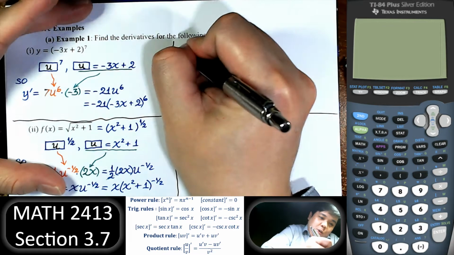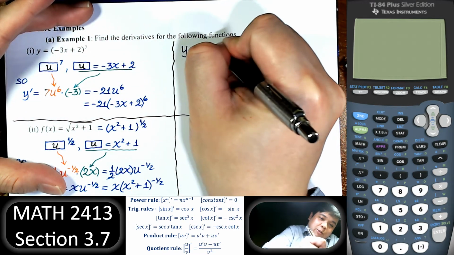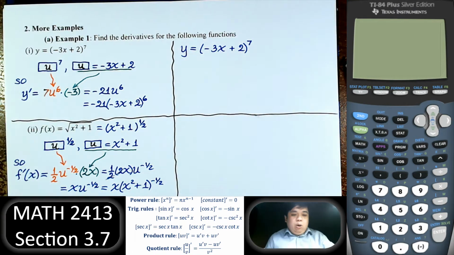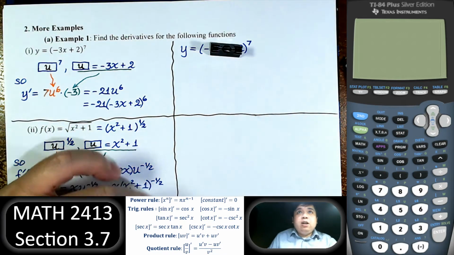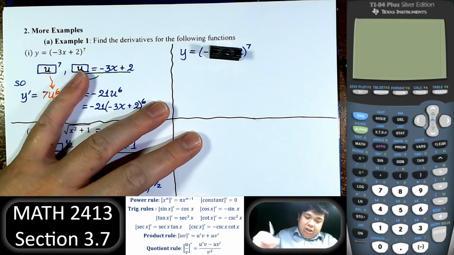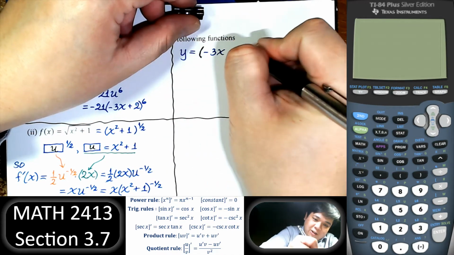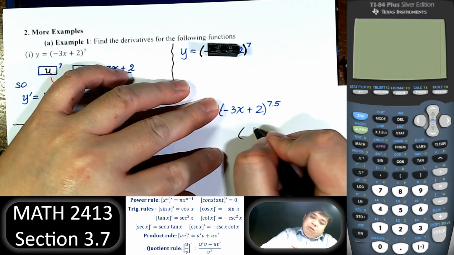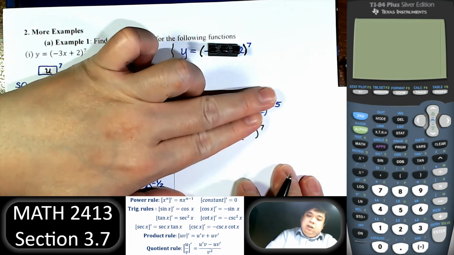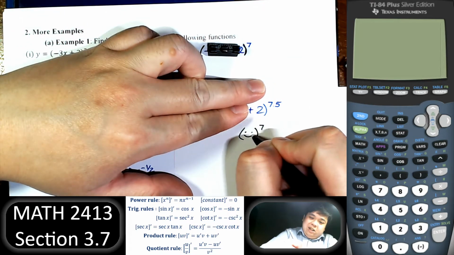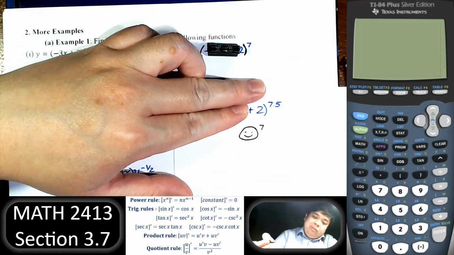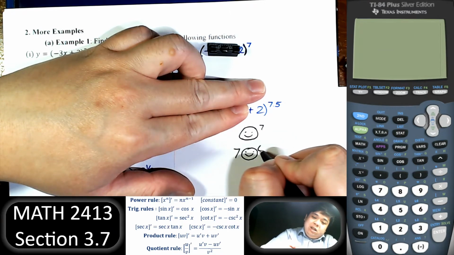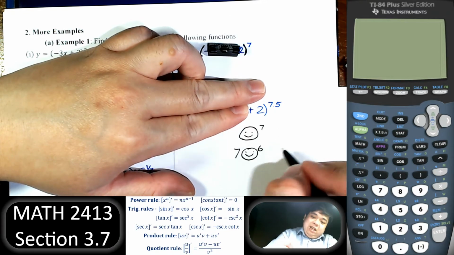Right, first, y equals negative 3x plus 2 to the 7th power. Once again, ignore what is inside. It doesn't matter. Just put the parentheses around it. So what is the derivative of the parentheses to the 7th? Consider that as a variable or something. That will be 7 times that to the 6th, and then the derivative of that.